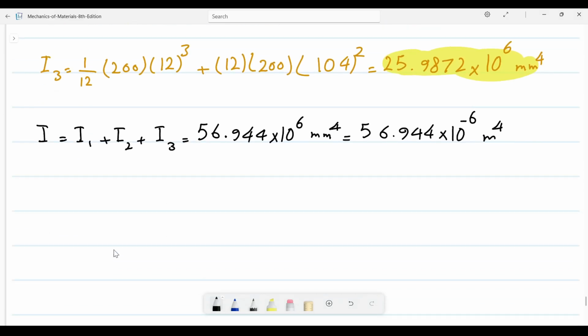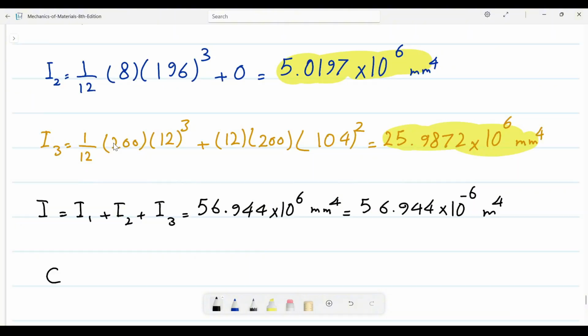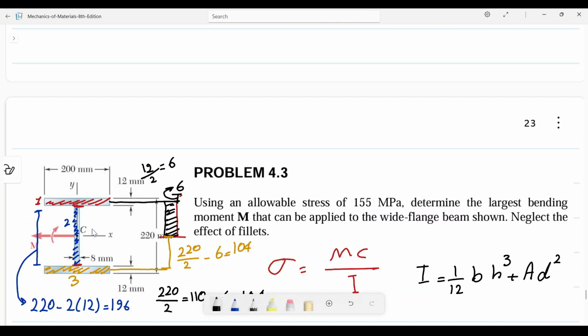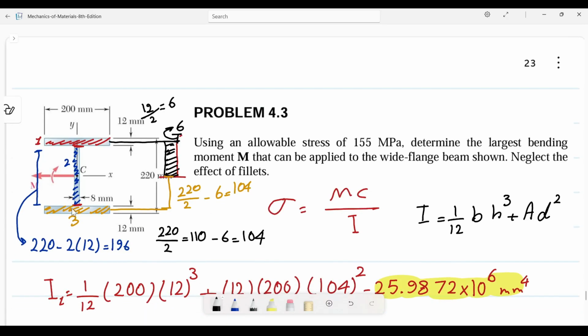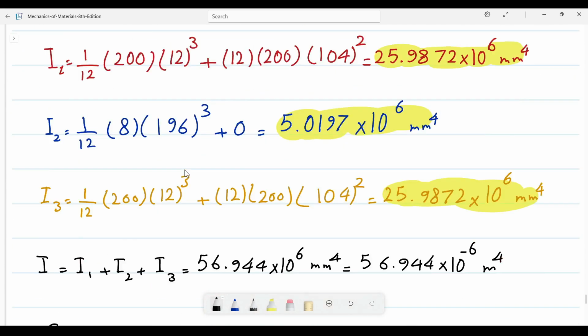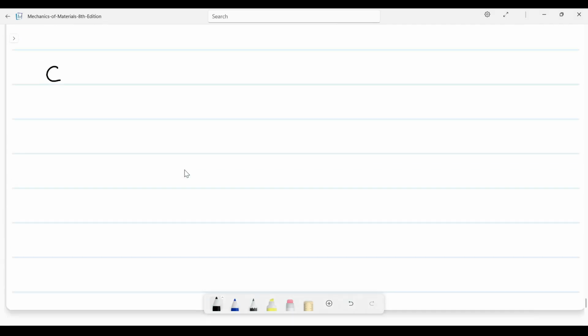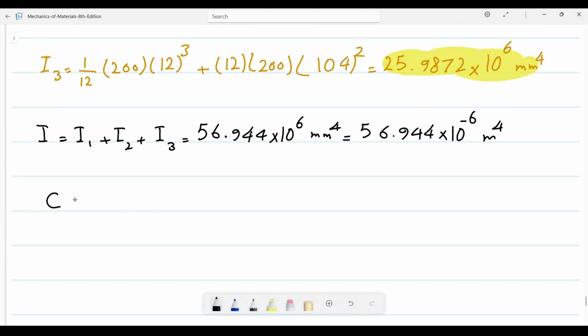And for C, because the cross section is symmetric, our centroid falls right here, which is equal to 1 divided by 2 multiplied by 220, 110 millimeter, which is equal 0.11 meter.